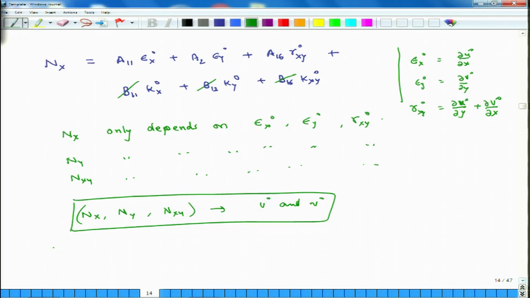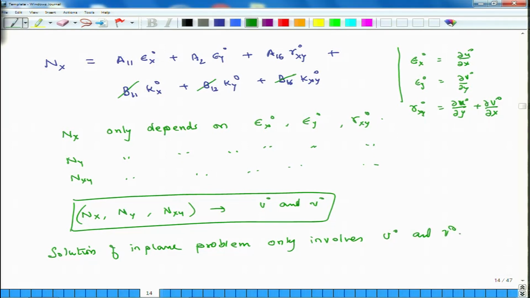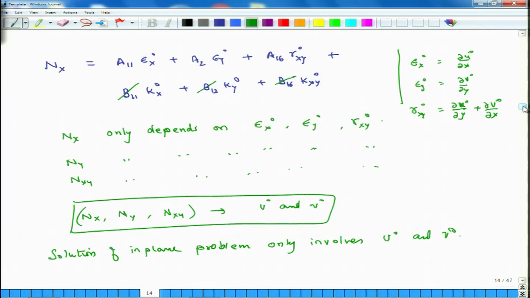So, I can make a further statement that solution of in plane problem only involves u naught and v naught. It does not involve w naught. If B was not 0, then it would have also involved w naught, but in this case B is 0. So, it involves only u naught and v naught.